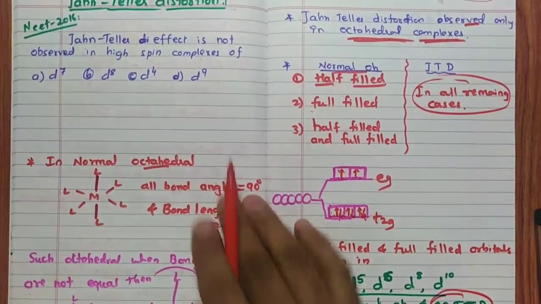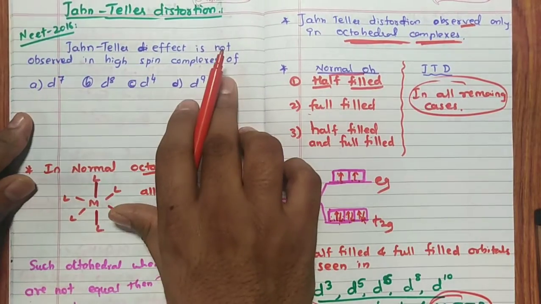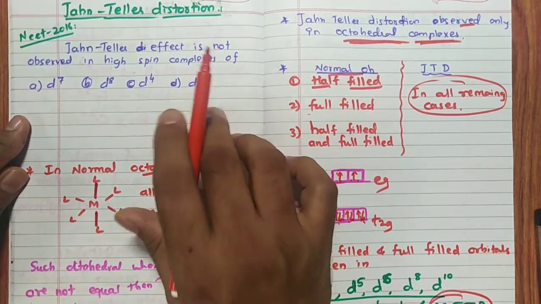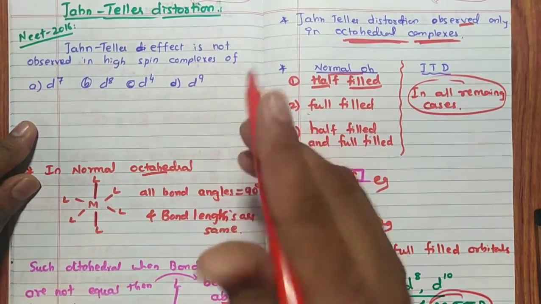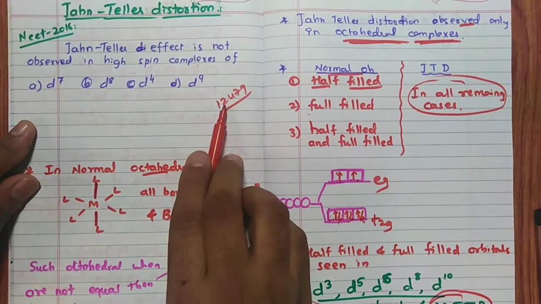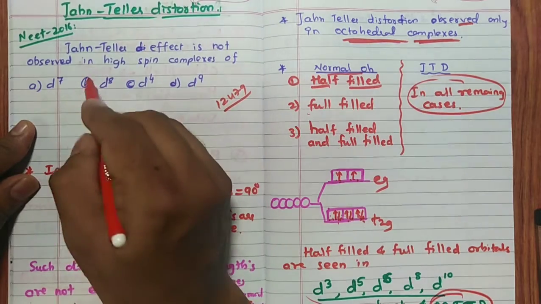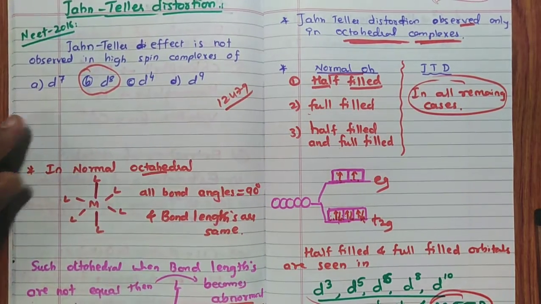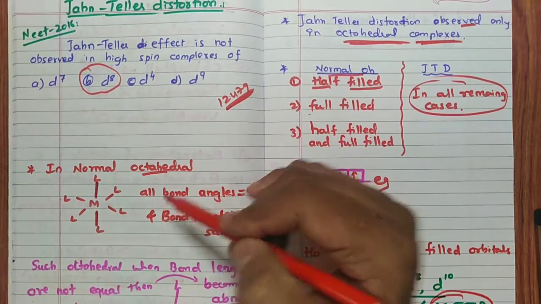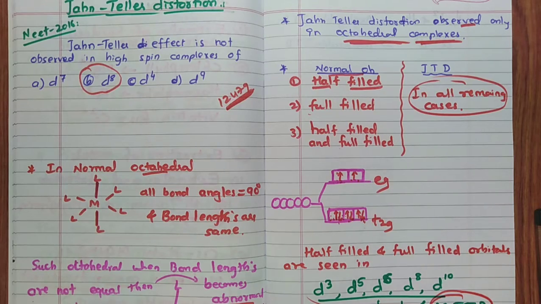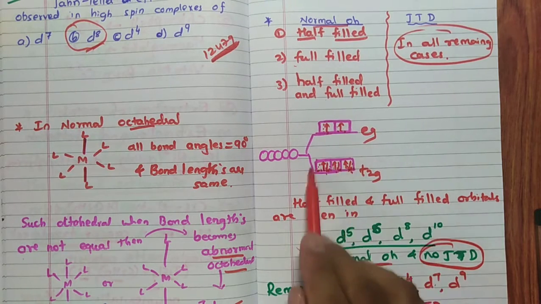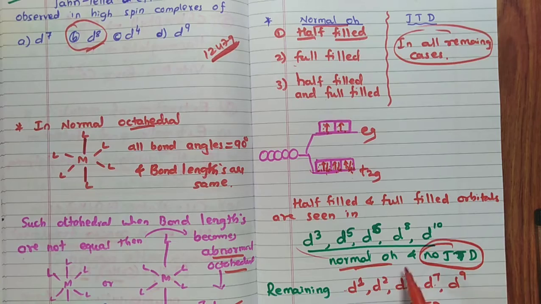Fine. Now come back to this question. Jahn-Teller effect is not observed in which of the complexes? Remember, Jahn-Teller distortion is observed in 1, 2, 4, 7, 9. So 1, 2 are there, 4 is there, 7 is there, 9 is there. What is not there is d8. So the answer should be d8. It is not observed in the d8 system, because in d8, 1 to 8 is a half-filled, full-filled combination, so it will not show Jahn-Teller distortion.